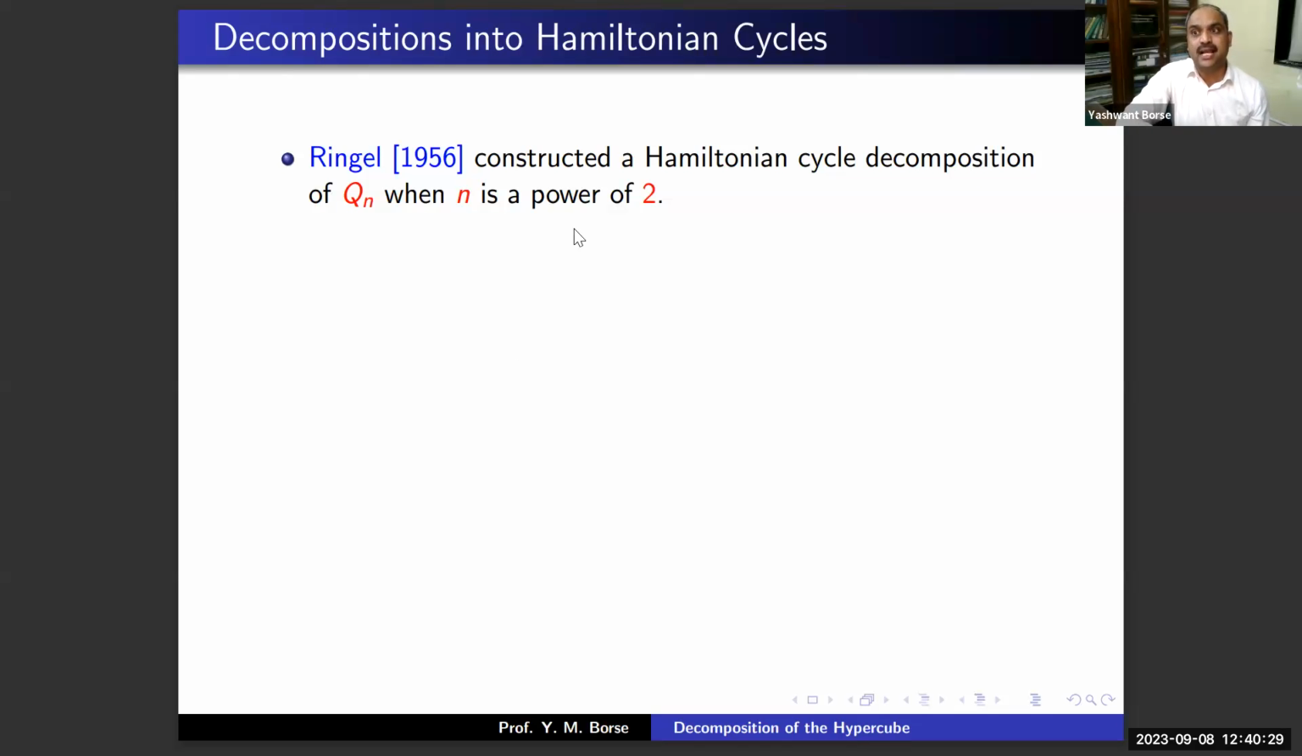Decomposition into Hamiltonian cycles. This is a very interesting and classical problem. So Ringel in 1956 constructed a Hamiltonian cycle decomposition of Qn when n is a power of 2. The construction is given, but not for all n, only when n is a power of 2. And he asked to find such a decomposition for general n.